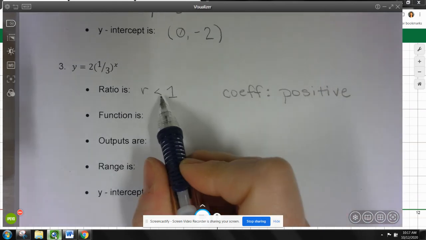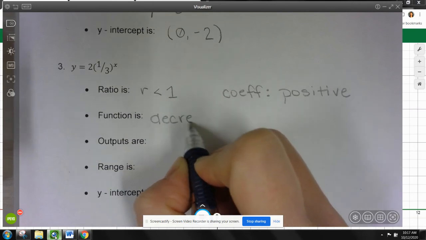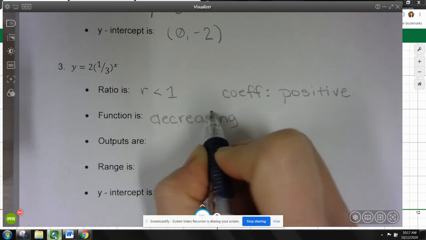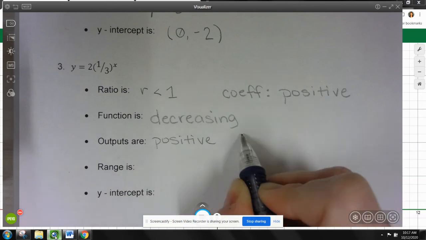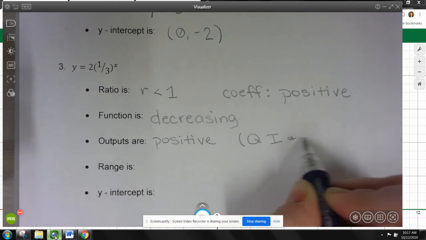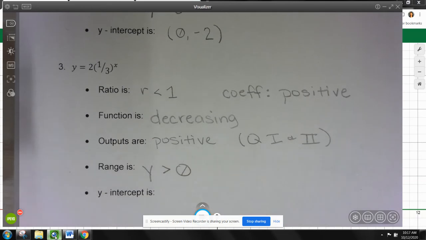but because I have switched my ratio, it is now decreasing. So our outputs are still positive. So we're still in quadrants 1 and 2. Our range is still bigger than 0, and we still have a y-intercept of (0, 2). But because I have switched and my ratio is smaller than 1, my function now goes from high in quadrant 2 to low in quadrant 1.